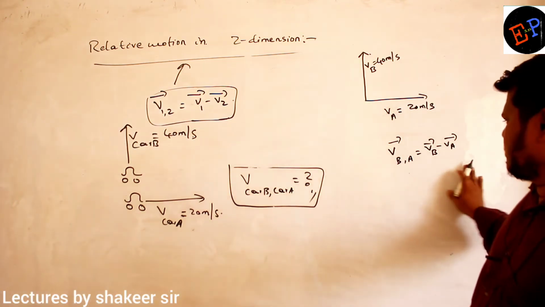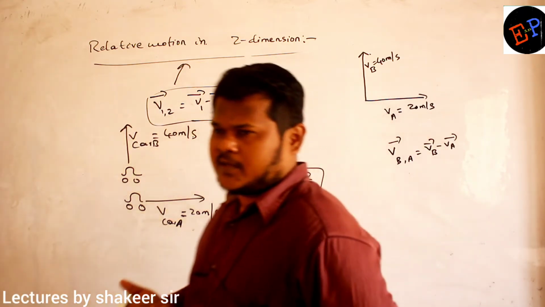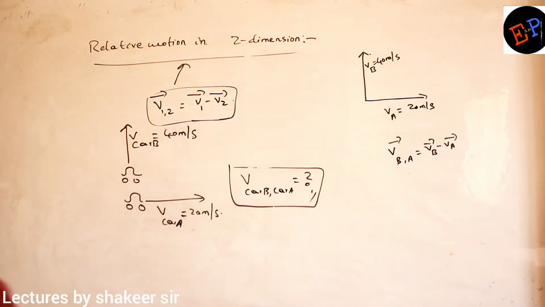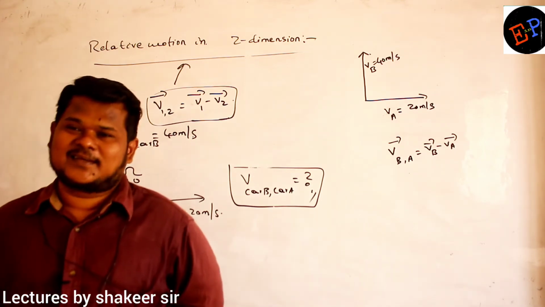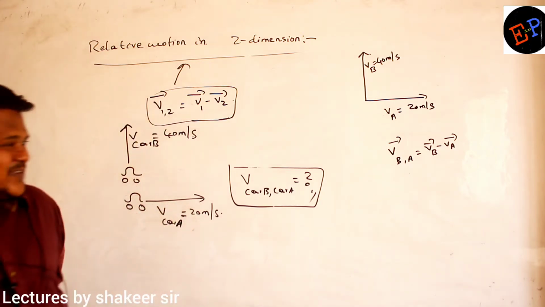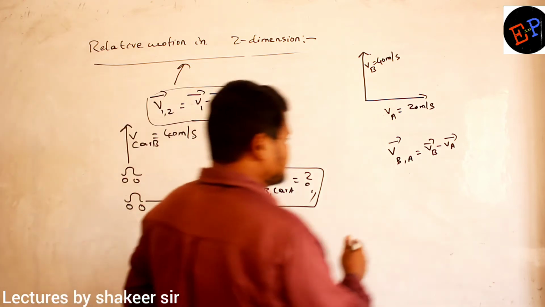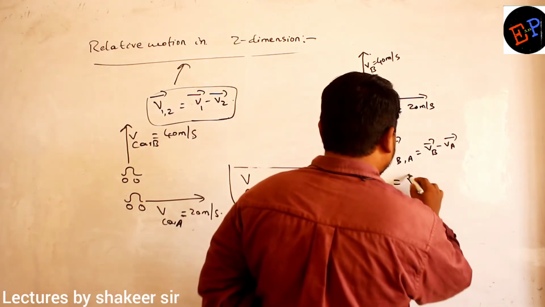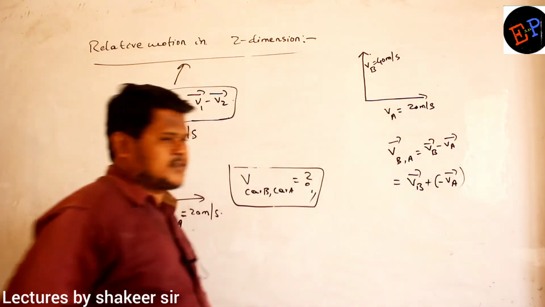For subtraction we don't have any formula. We have formulas only for addition. The triangle rule of addition and the parallelogram rule of addition are only for addition. So we have to write everything only in terms of addition. So how can I write this? I will write it as VB plus of minus VA. This is how I have to write it.